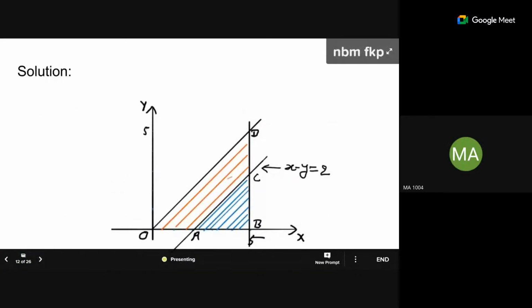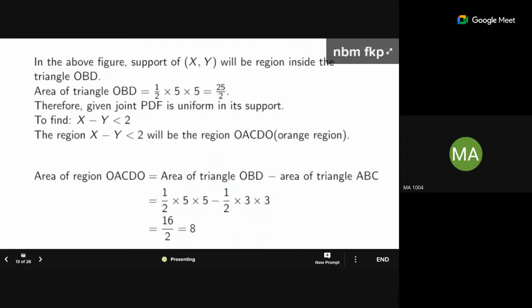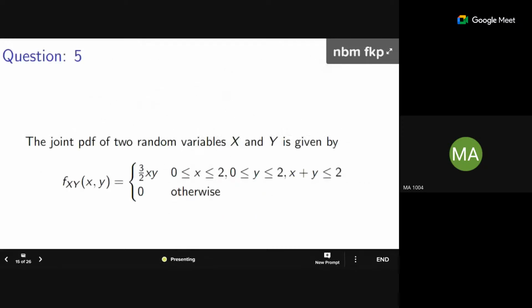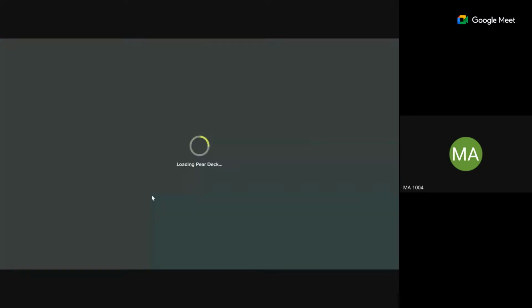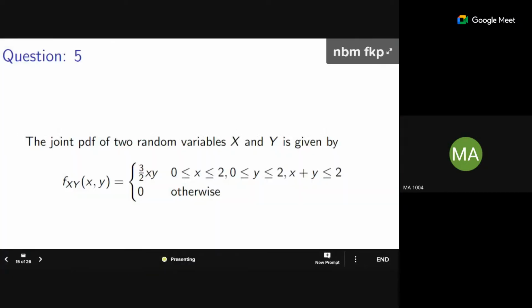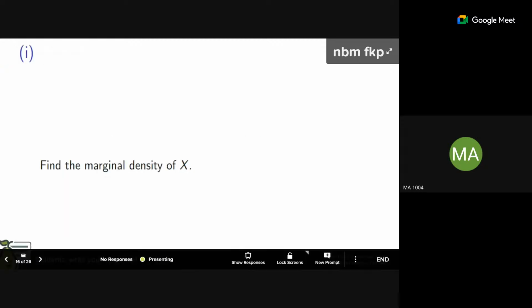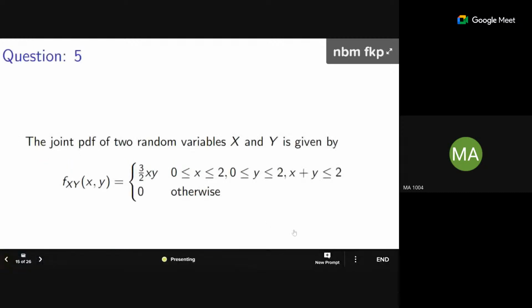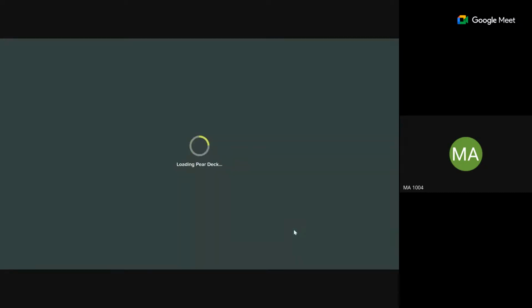So yeah, you also have the solution here. Next question is also similar. The joint PDF of two random variables x and y is given as in front of you, and we have to calculate the marginal density of x. So I don't think that this will take too much time, right? Marginal density of x, will you calculate it?